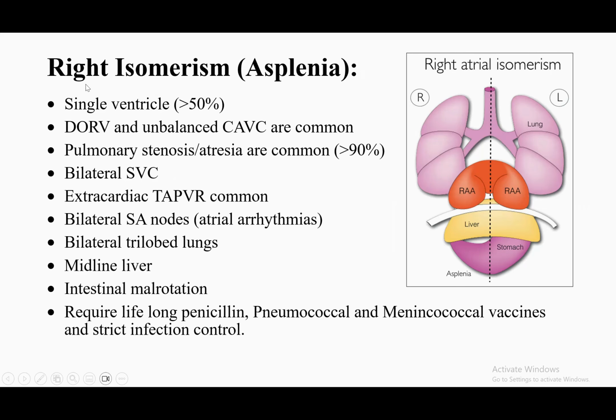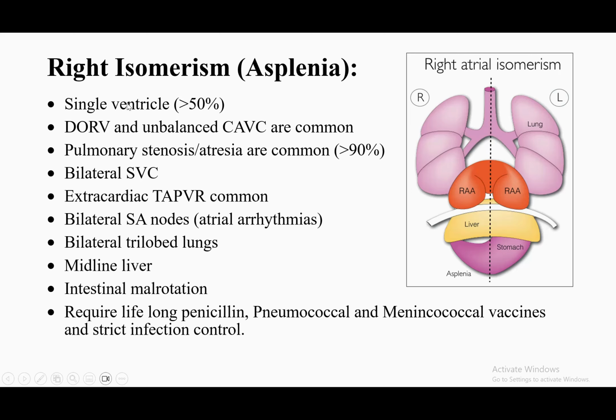So in the right isomerism, you will notice that the right lung has three lobes as usual, but the left lung has three lobes also. So there are two right lungs, with another right lung on the left. The patient would not have a spleen, and would have a liver on either side. So these patients are asplenic. It is called asplenia because the spleen develops on the left side and the patient has no left side, has two right sides, so he would have an asplenia.